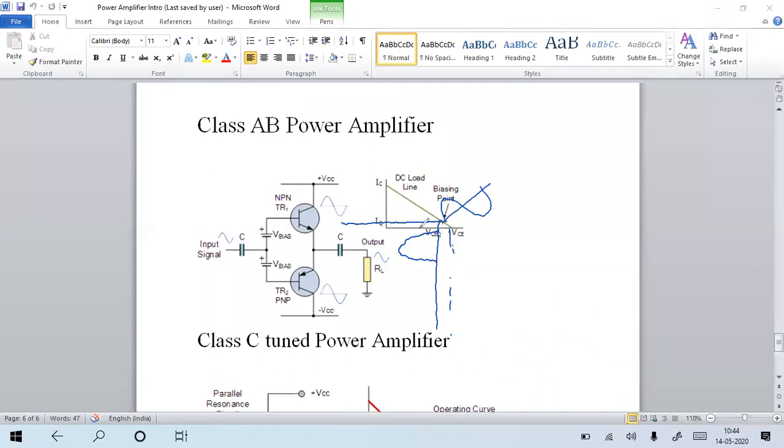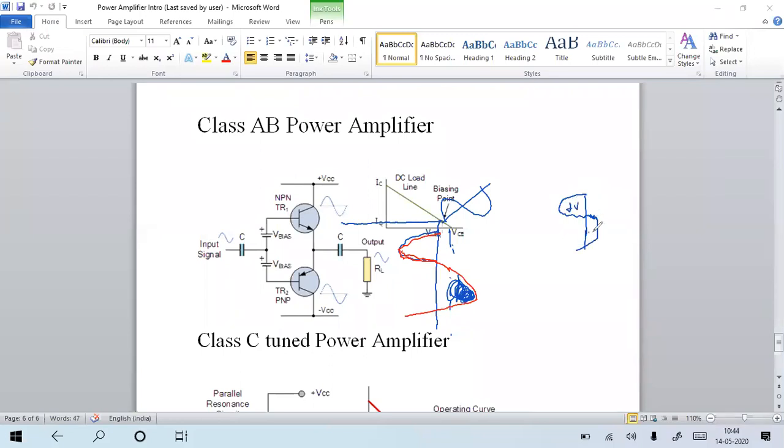The positive portion is completely retained as it is. In the negative portion, some portions will be retained. If you see this negative portion, only this much will be retained. What about the other portion? This portion will be clipped off. So the nature of the waveform we can say is like this, with the negative portion only this much.